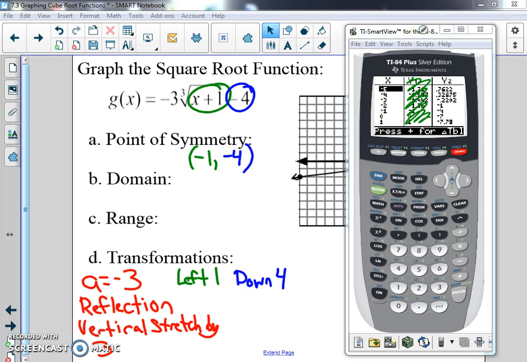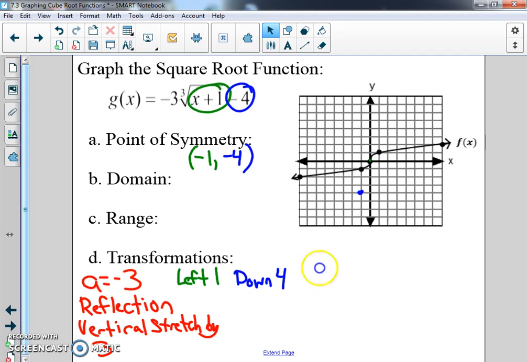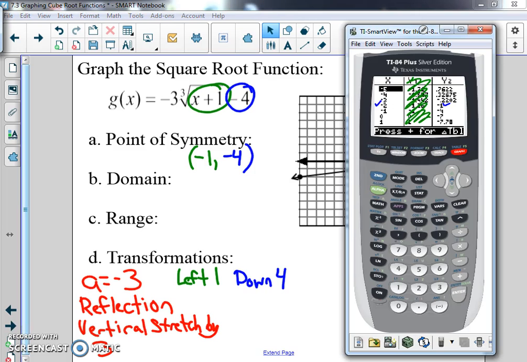We see that at negative 1, we have negative 4. We graph that. We see we go through the point negative 2, negative 1. So we'll go ahead and graph that. Again, we would expect that point to be higher than the point of symmetry. Other points: we go through the point 0, negative 7. So we can graph that.